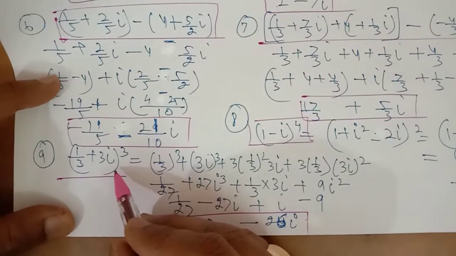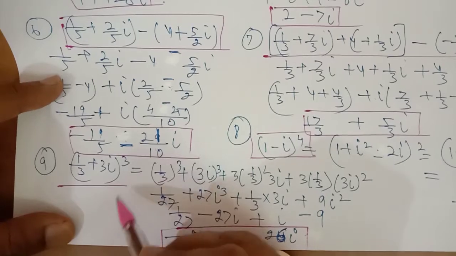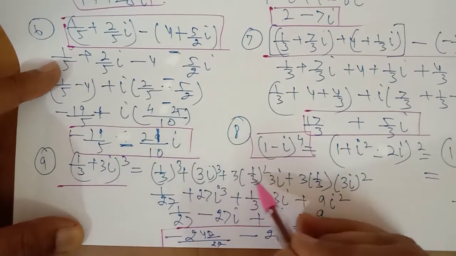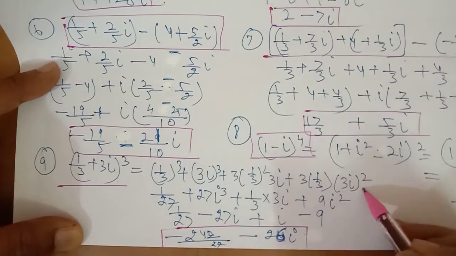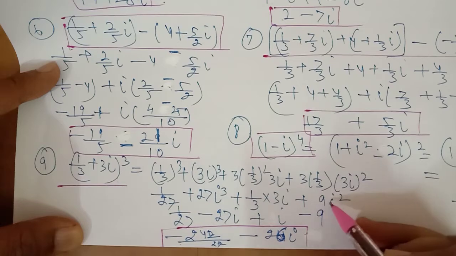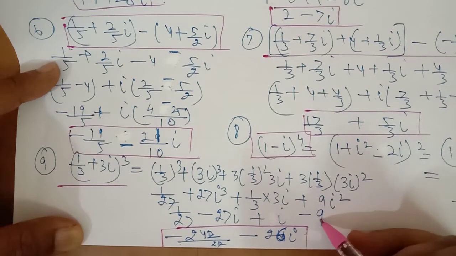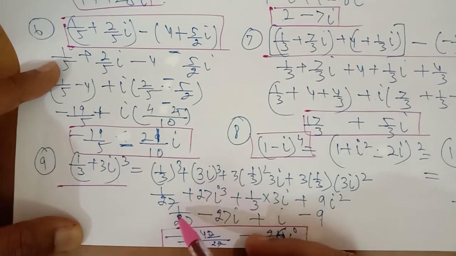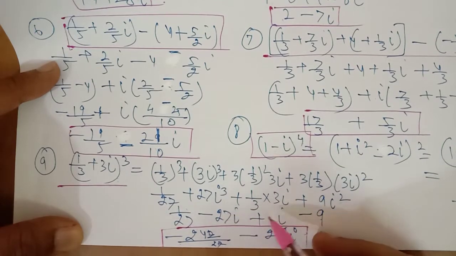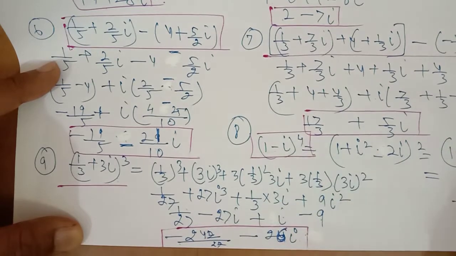You have to find the whole cube of this. You know the whole cube of a binomial, that is a cube plus b cube plus 3a square b plus 3ab square. Put the value of i cube as -i, replace the value of i square as -1, collect the real part, that is 1 upon 27 minus 9, and the imaginary part is -27i plus i, that is -26i, and it is in the standard form.